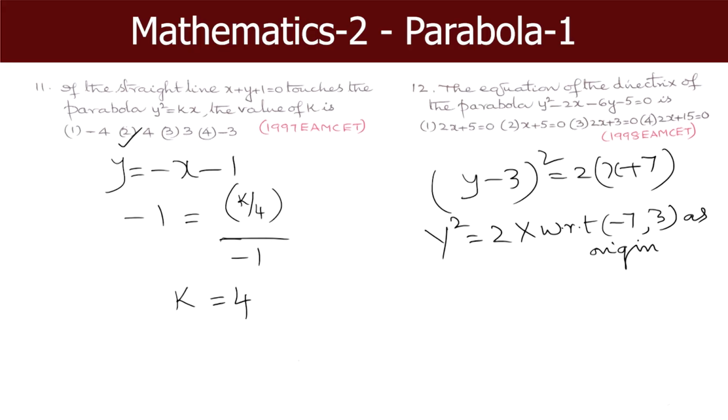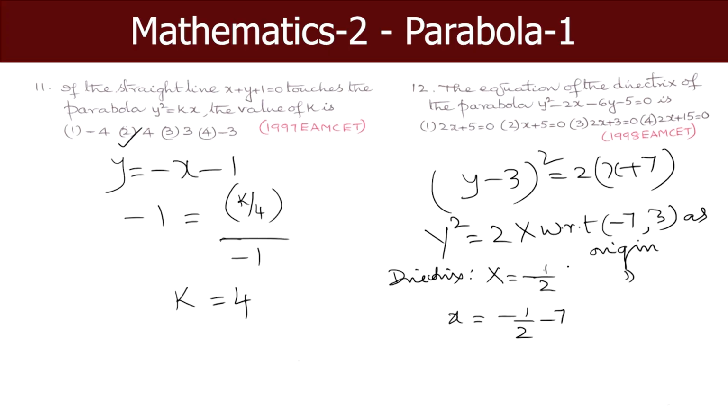So this is in the standard form y square equal to 4ax. So what is the directrix? Capital X equal to minus a. What is a? 1 by 2. 4a is 2, a equal to 2 by 4, 1 by 2 with respect to this. Or small x equal to minus half minus 7.